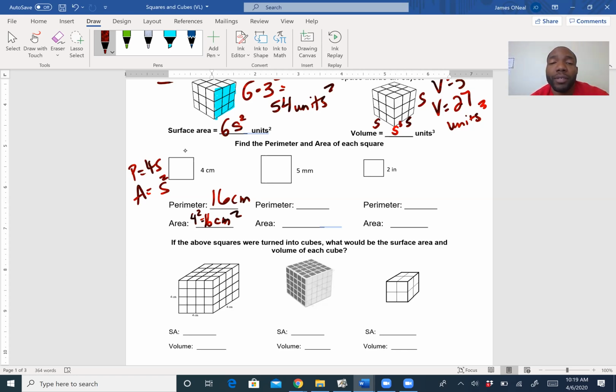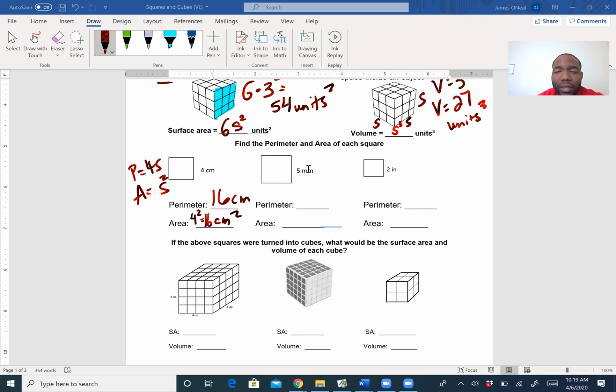Hello, what's the perimeter of this? Maybe there's a lag on my end. Okay. All right. There we go.